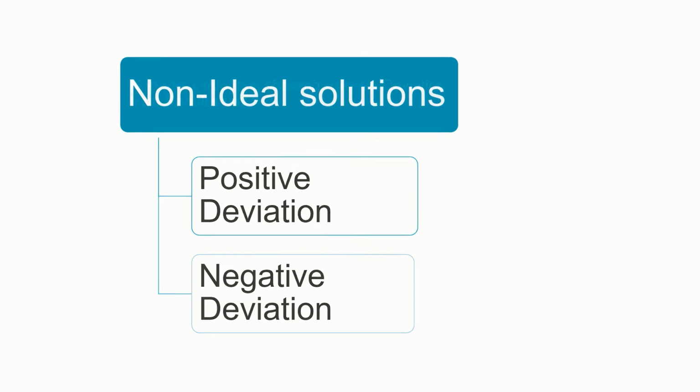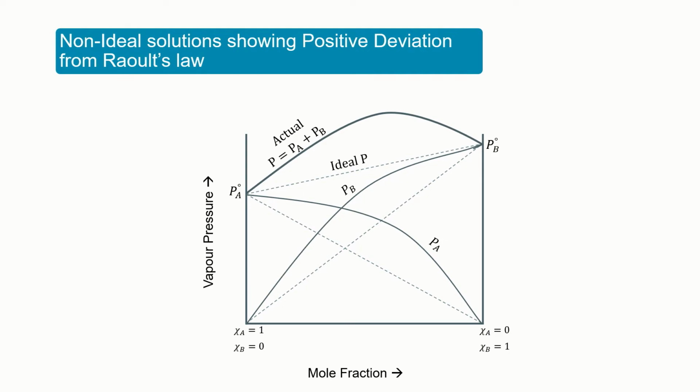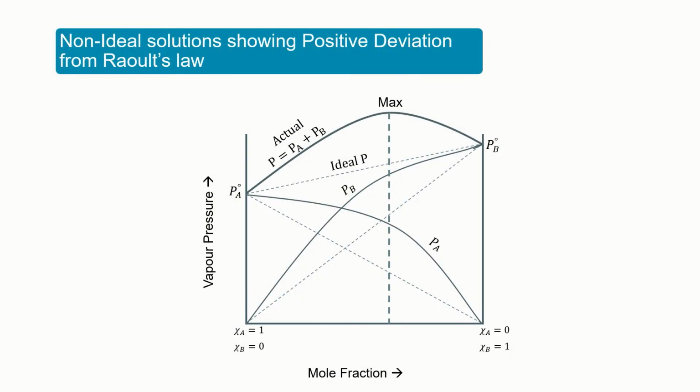The deviation will be called positive when the partial pressure of each component and the resultant total pressure are greater than expected on the basis of Raoult's law. In such cases, the intermolecular forces between the solvent and solute molecules are weaker than the solvent-solvent and solute-solute forces. This means that the molecules of A and B will escape more easily from the surface of the solution.